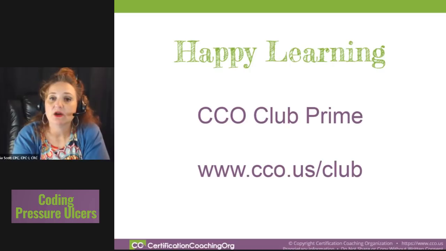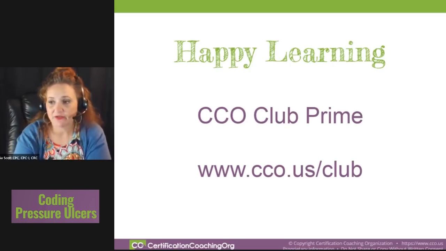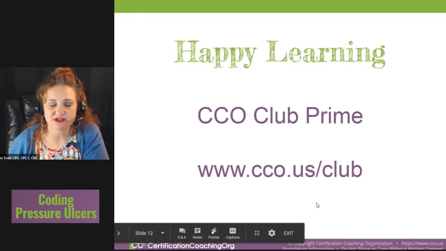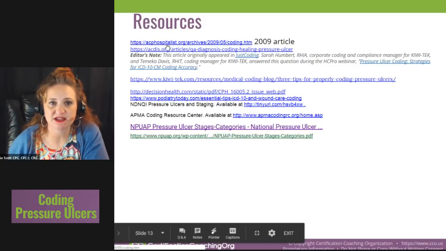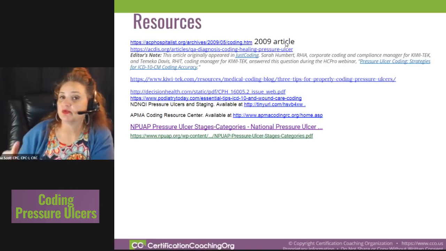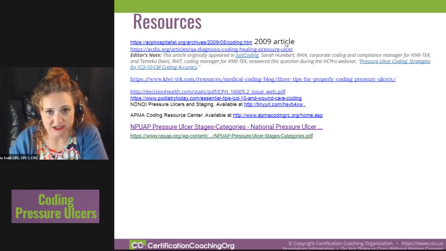I appreciate that. Now, there is a whole bunch more information out there, but I wanted to go to the resource page. We got just a couple more minutes. Here's the resource page. Like I said, that one was a great article, but it was 2009, so it predates the change in the guidelines.